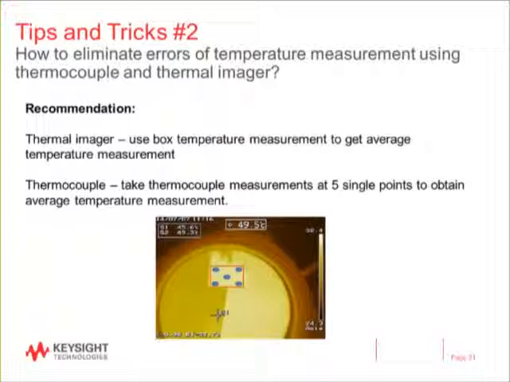So here is the recommendation or solution to cater to the possible inconsistency of surface temperature. When you're using a thermal imager, make sure to use the box temperature measurement to get at least an average temperature measurement of an area rather than a specific spot, because like I mentioned earlier, the dart might have inconsistent surface temperature. But for the thermocouple, take measurements at 5 single points as indicated in blue in the image to obtain an average temperature measurement. With this, you will probably get very close temperature measurements from the thermal imager and the thermocouple.